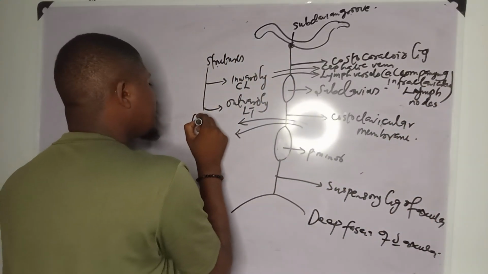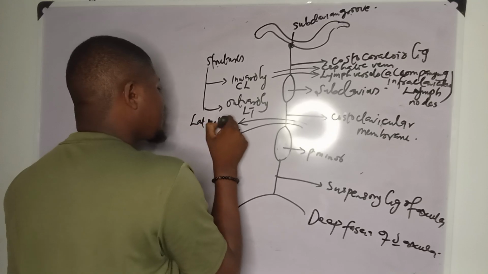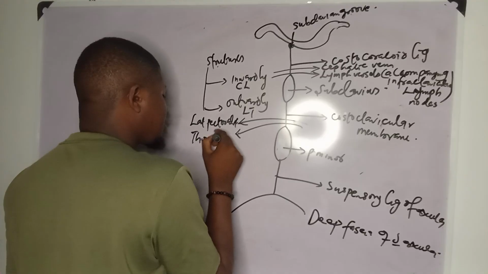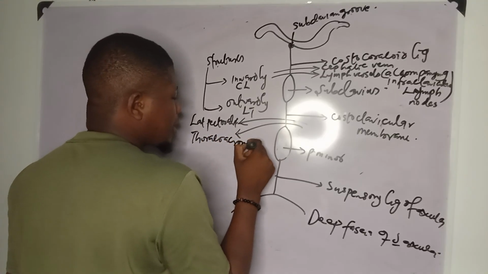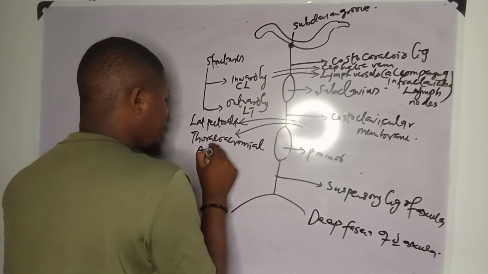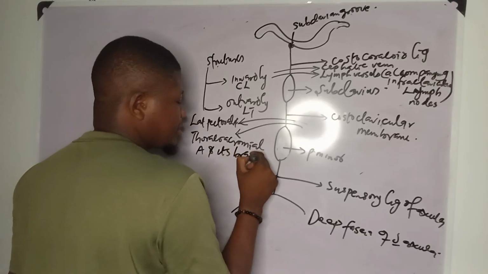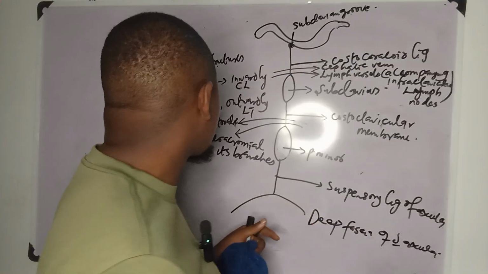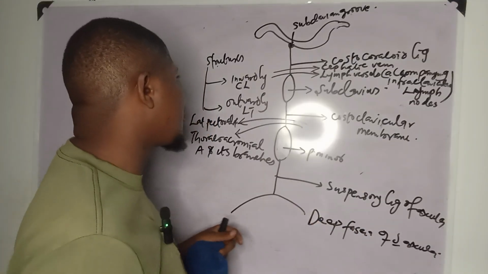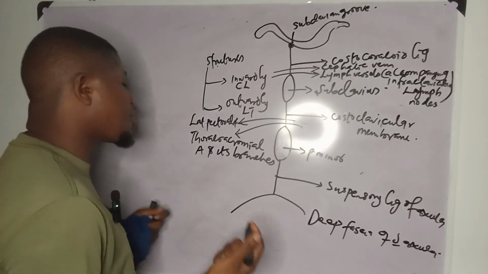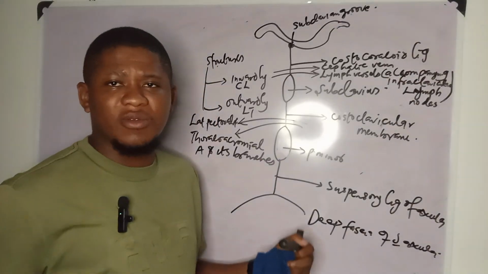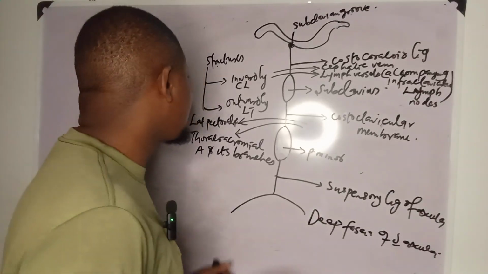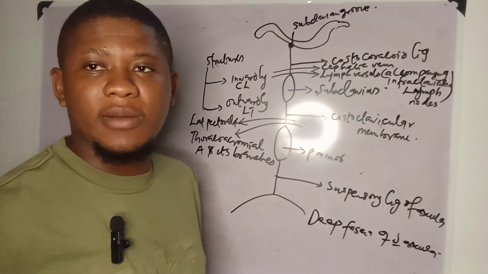For outwardly, I will say LT: the lateral pectoral nerve and the thoracoacromial artery and its branches. When we do the axillary artery and thoracoacromial artery, I said it has four branches: deltoid branch, clavicular branch, acromial branch, and pectoral branch. So this is all you have to know about the clavipectoral fascia. Stay tuned to proceed towards the muscles of the shoulder. Thank you.